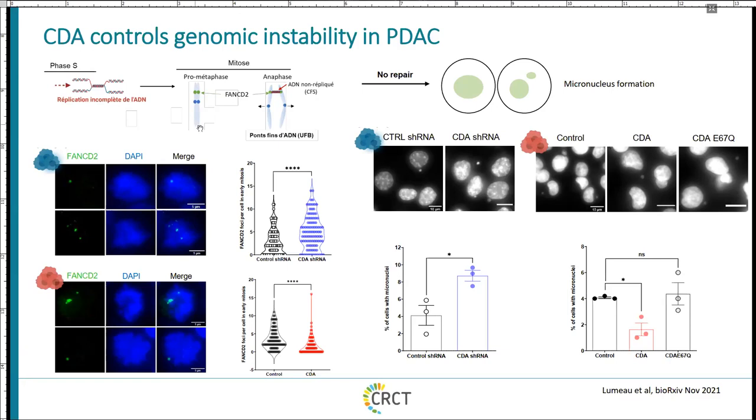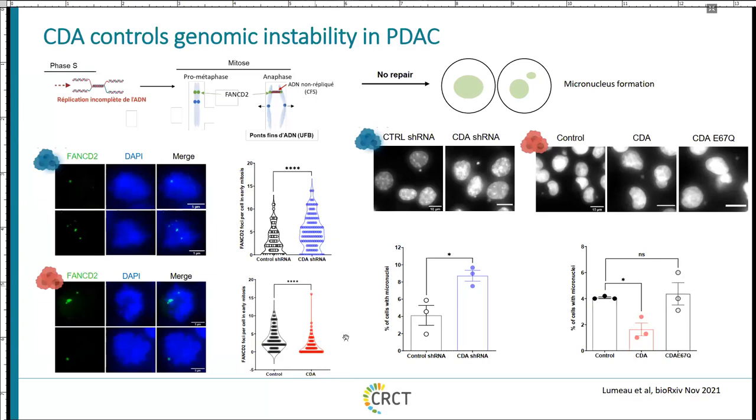So on the bottom left, we addressed the formation of UFBs by staining with FANCD2, that is located at both sides of the fragile site. Again, when we downregulate CDA, which is with the blue cells, let's say, the FANCD2 foci in early mitosis are going up as compared to control. And on the other way, when we overexpress CDA, that's these red cells, this number is going down. So it looks like CDA also controls genomic instability.